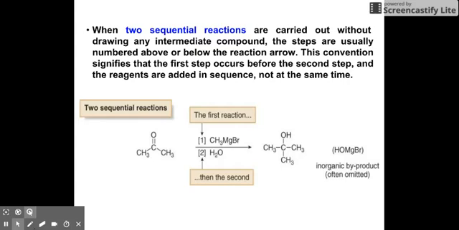Another one is for sequential reactions. Some reactions don't proceed one way. There is a sequence, a series of reactions, in order for you to get your desired product. If there is more than one reaction step for the reaction to proceed, that means you get some intermediate compounds, as we call them.